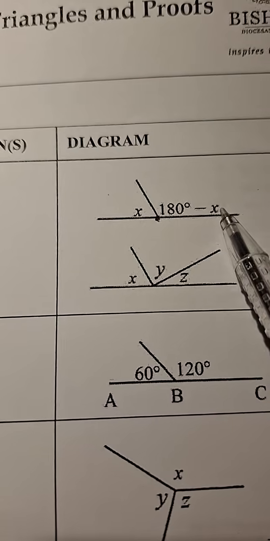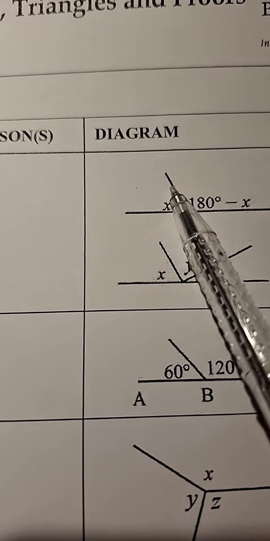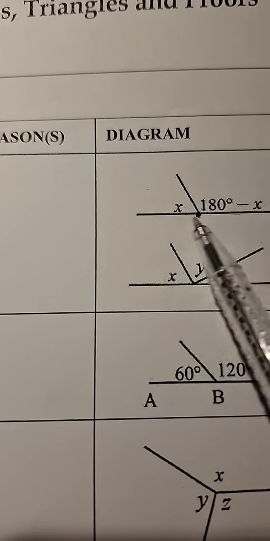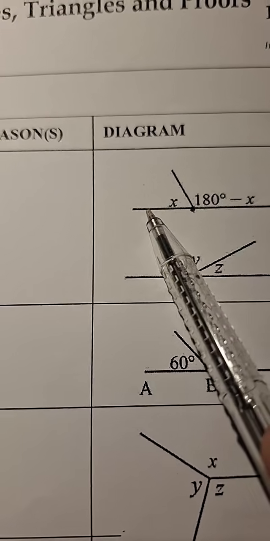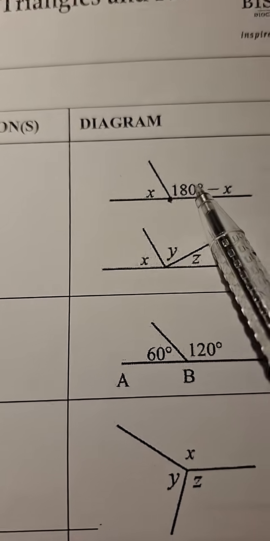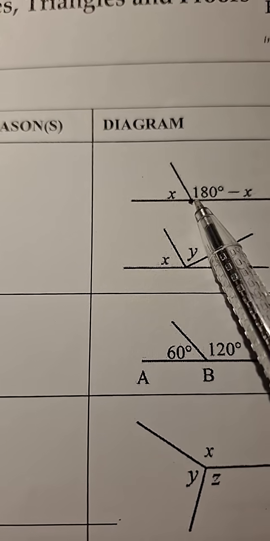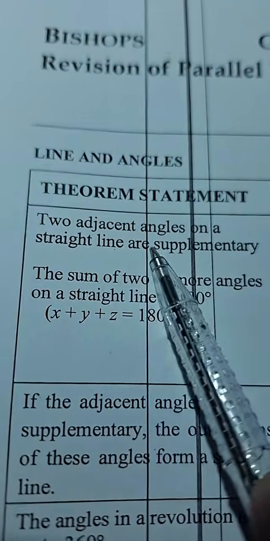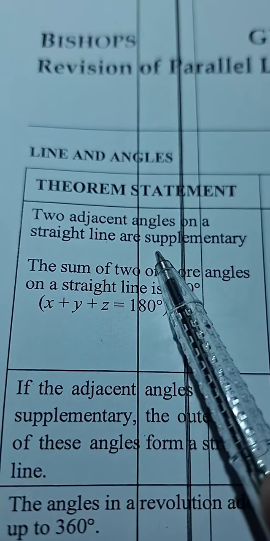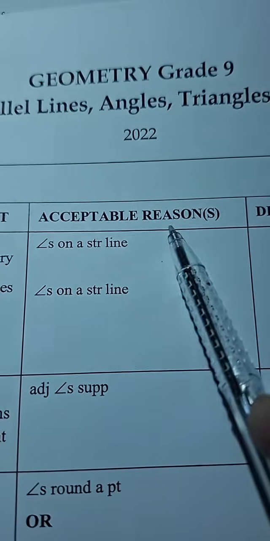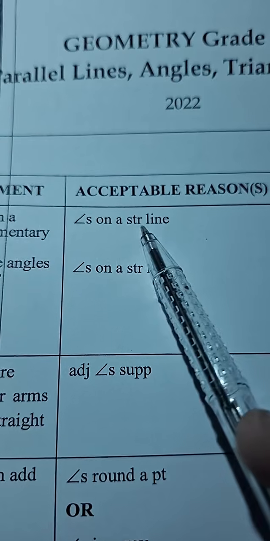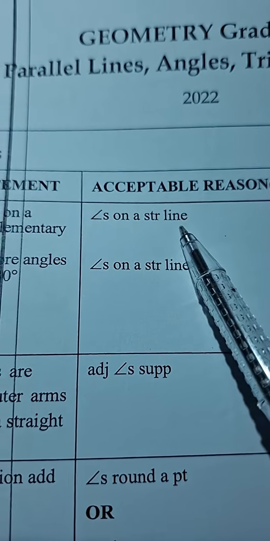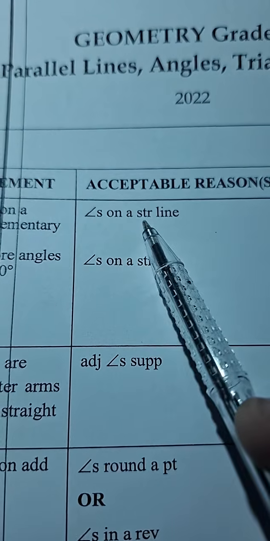So if you take this angle from here to there, then from there to here, we complete the straight line. It's like my protractor from 0 all the way to what? To 180. So that's why we say the angles add up to 180 degrees. So that's why we say two adjacent angles on a straight line are what? Are supplementary. This is the acceptable reason we use angles on a straight line. Please, guys, we must align ourselves to the acceptable reasons that we ought to use.